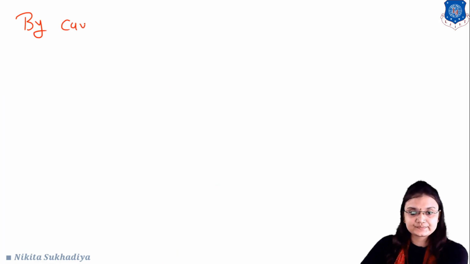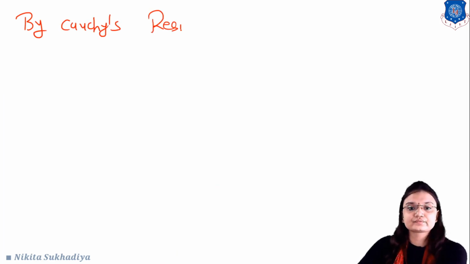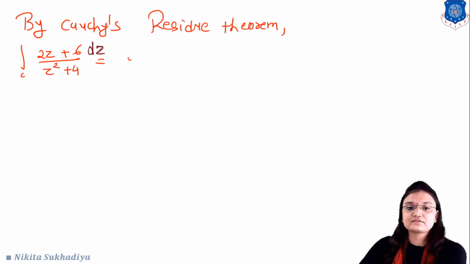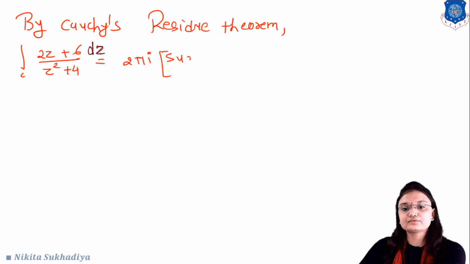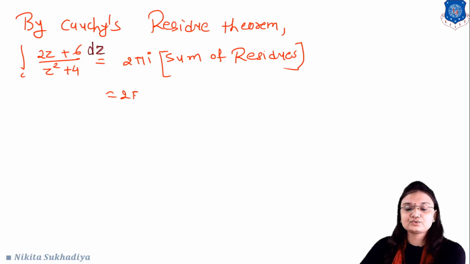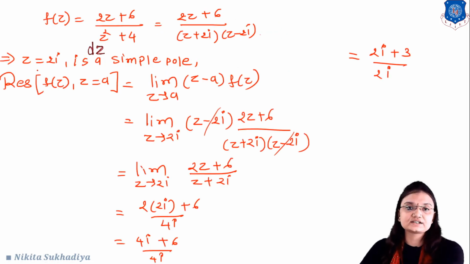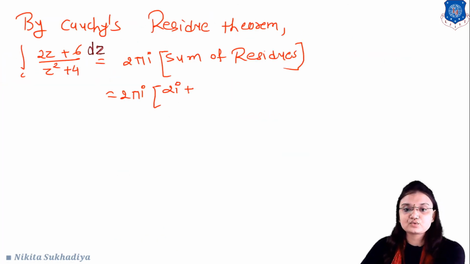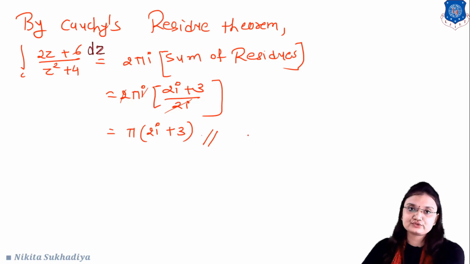So by Cauchy's residue theorem, the integration of (2z + 6)/(z² + 4) is equal to 2πi into the sum of residues. Okay, so here we have the residue only for the point z = 2i which lies inside the circle C, and that is (2i + 3)/2i. So here we have 2πi × (2i + 3)/2i, so the 2i cancels out, and we have π(2i + 3). So now this is our final answer for this integration.